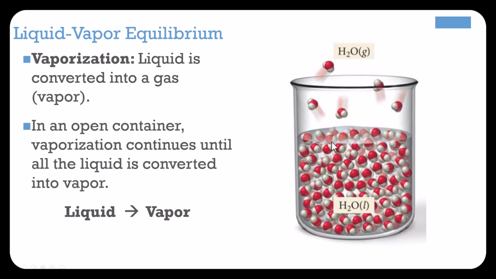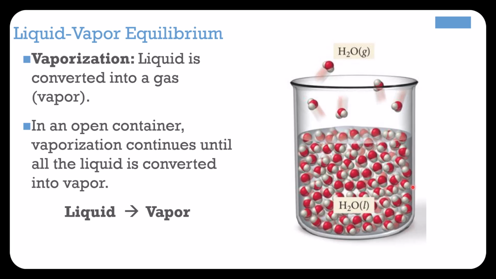So particles at the surface become a vapor, they go away. Next set of particles comes to the surface, they vaporize, go away. Next set of particles goes away, next set of particles, and so on and so forth. So we would see the liquid line in this container continually decrease if this was an open container, right? It would just continually be converted to vapor.